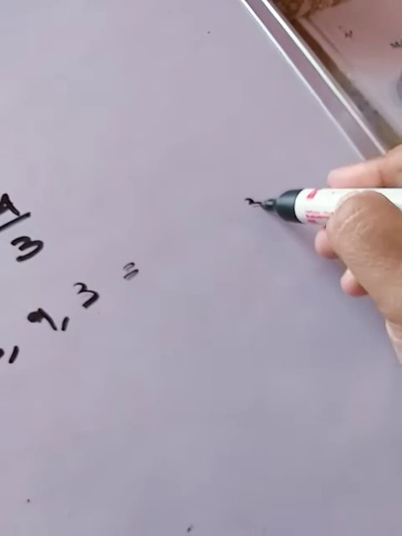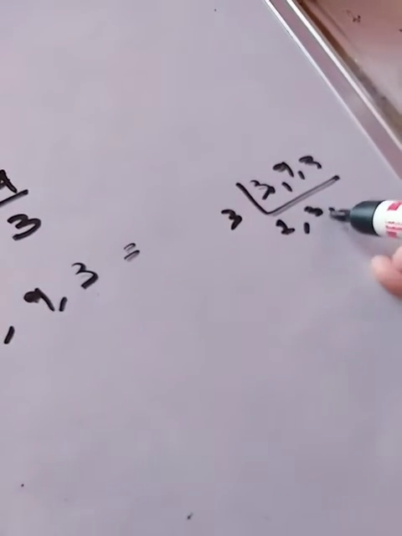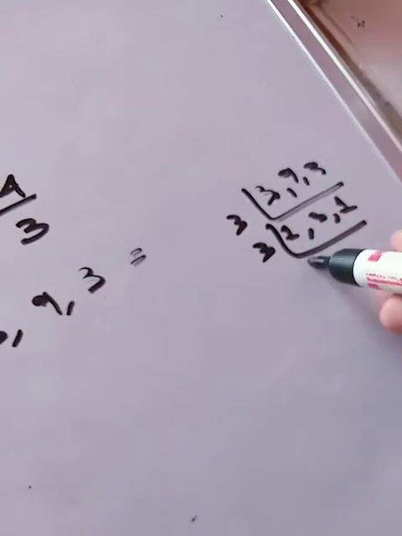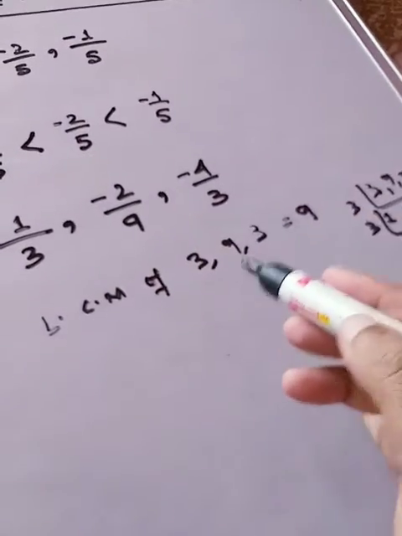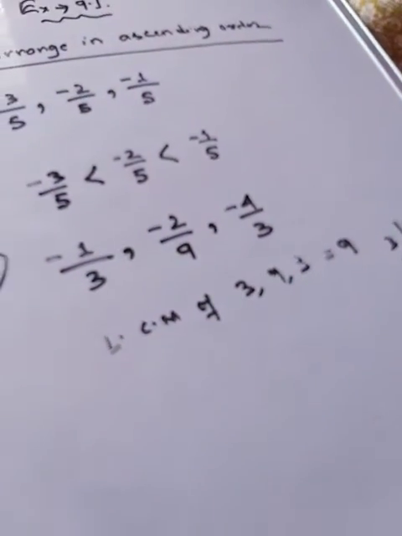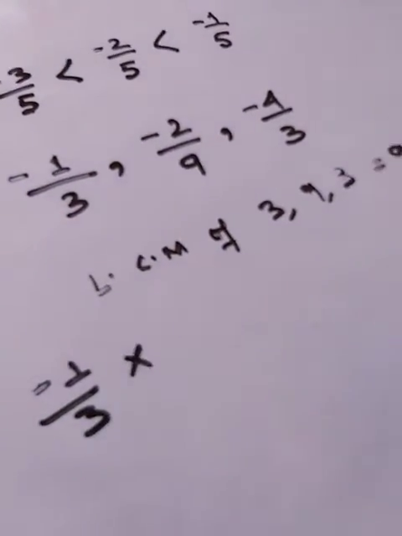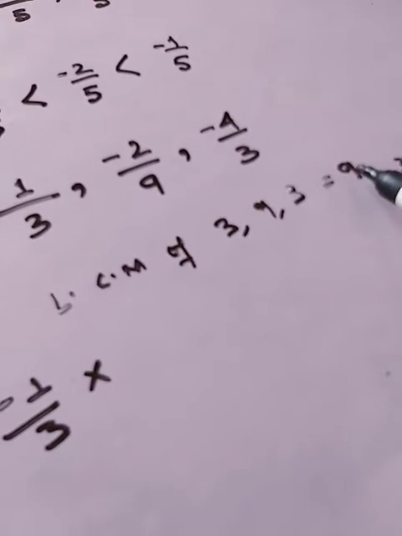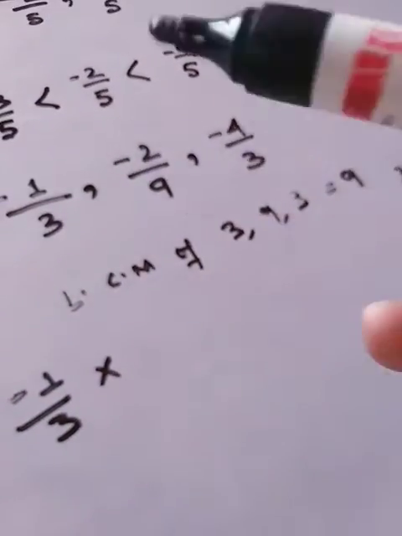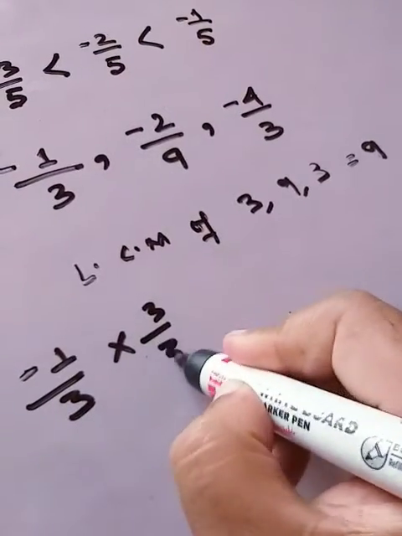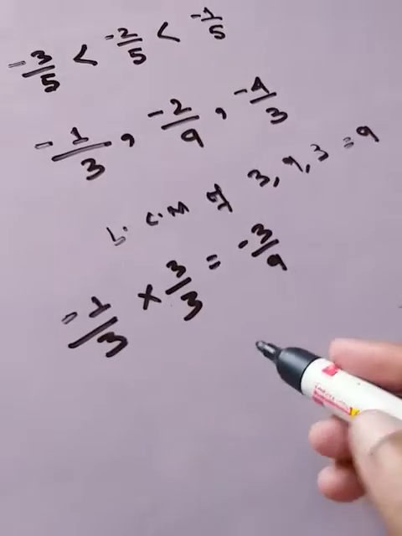So what is the LCM of 3, 9 and 3? You have to check it. 3 3s are 9. So the LCM of 3, 9, 3 is equal to 9. Now we'll take the first rational number. I hope everyone remembers the rule: you have to divide this LCM by the denominator. 9 divided by 3 is 3. So we have to multiply 3 with both the numerator and the denominator. So the answer is -3/9.